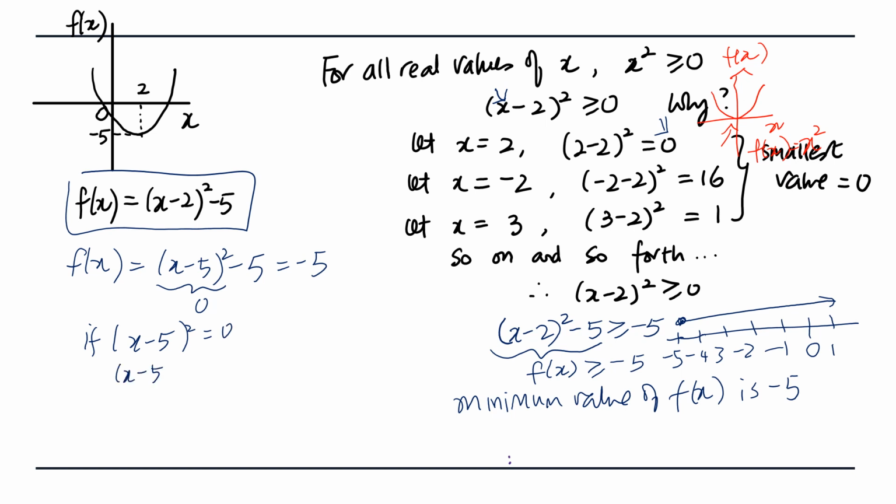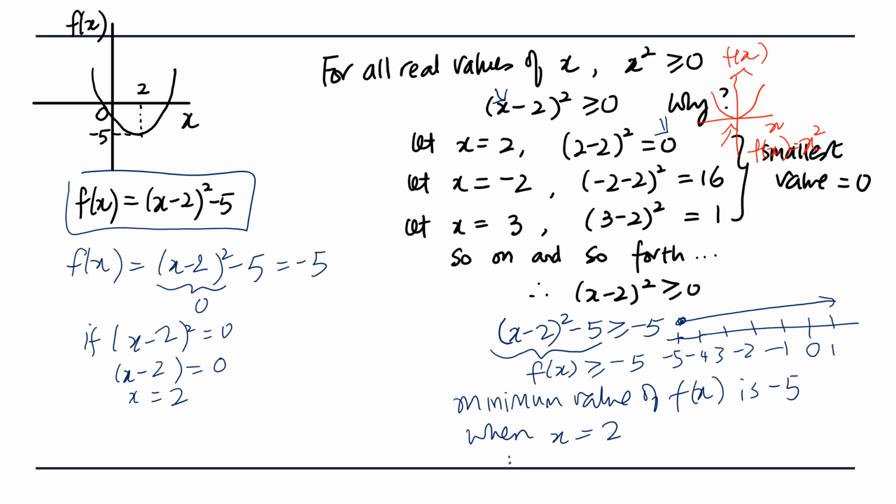You square root both sides. So you square root 0, get 0. Add 5 to both sides, you get x equals 5. So therefore, the minimum value of f(x) is negative 5 when x is equal to 5. Sorry, I wrote wrongly. Oh my god, I must be very tired. This is 2. The function is (x minus 2). That is when x is equal to 2. So therefore, the minimum value of f(x) is negative 5 when x is equal to 2.